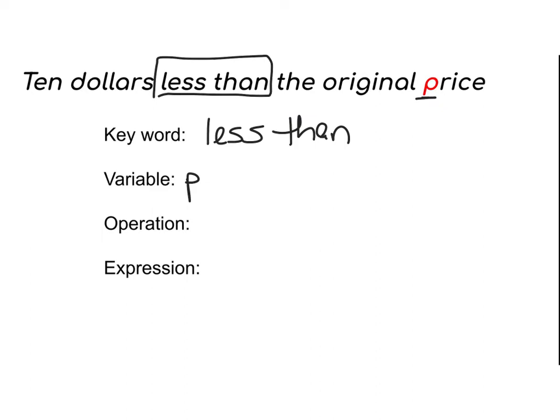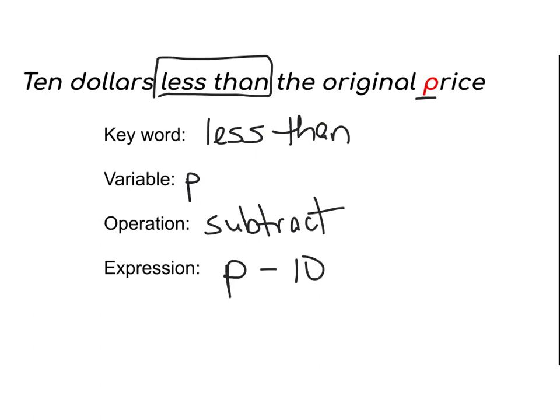Now the operation would be, because it's less than, it's going to be subtraction or subtract. I'm going to put subtraction. And then the operation would be to subtract. So it says $10 less than the original price. So I'm subtracting $10 from the original price. So the way I'm going to write it is going to be P minus 10.